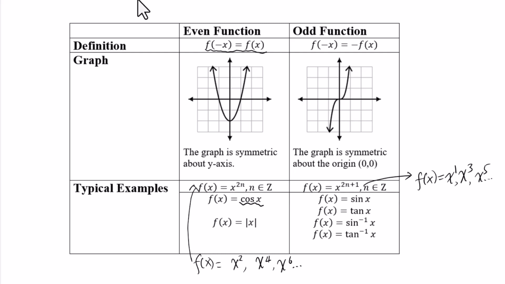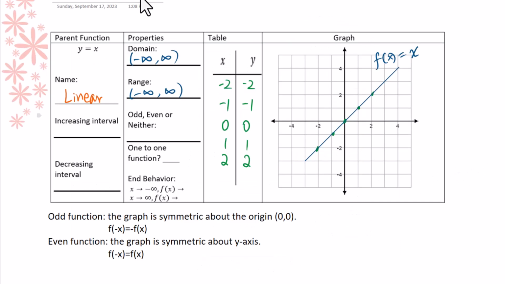Cosine x is an even function. Sine x and tangent x, inverse sine of x and inverse tangent of x are odd functions. F of x equals absolute value of x is also an even function. Y equals x is symmetric about the origin, so it's an odd function.